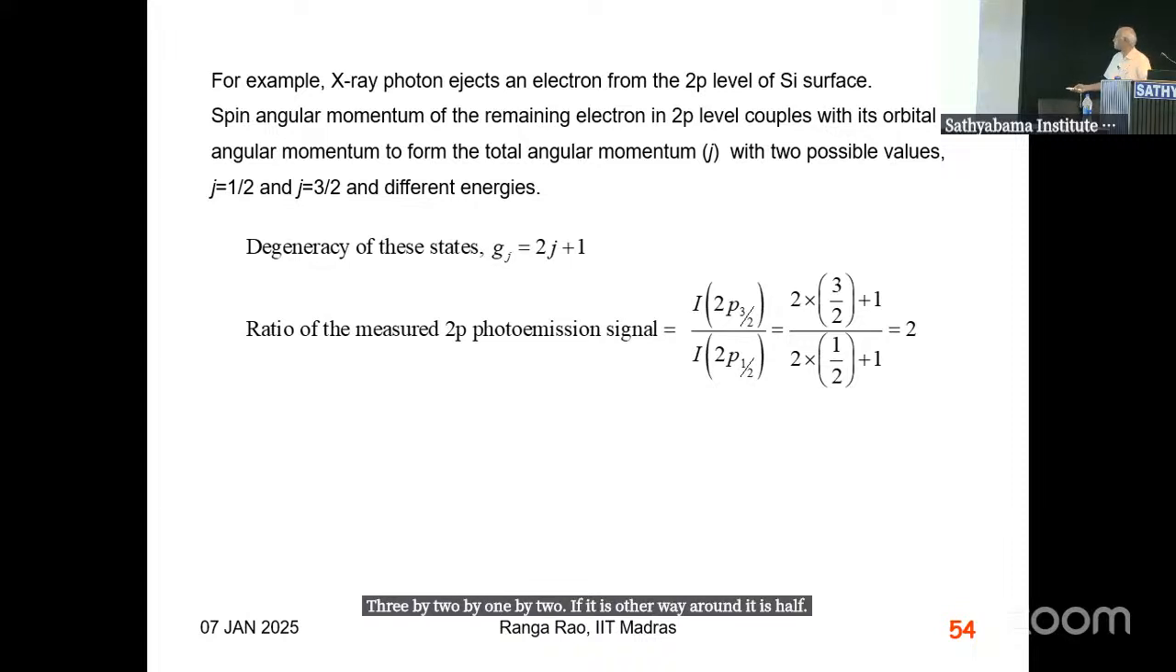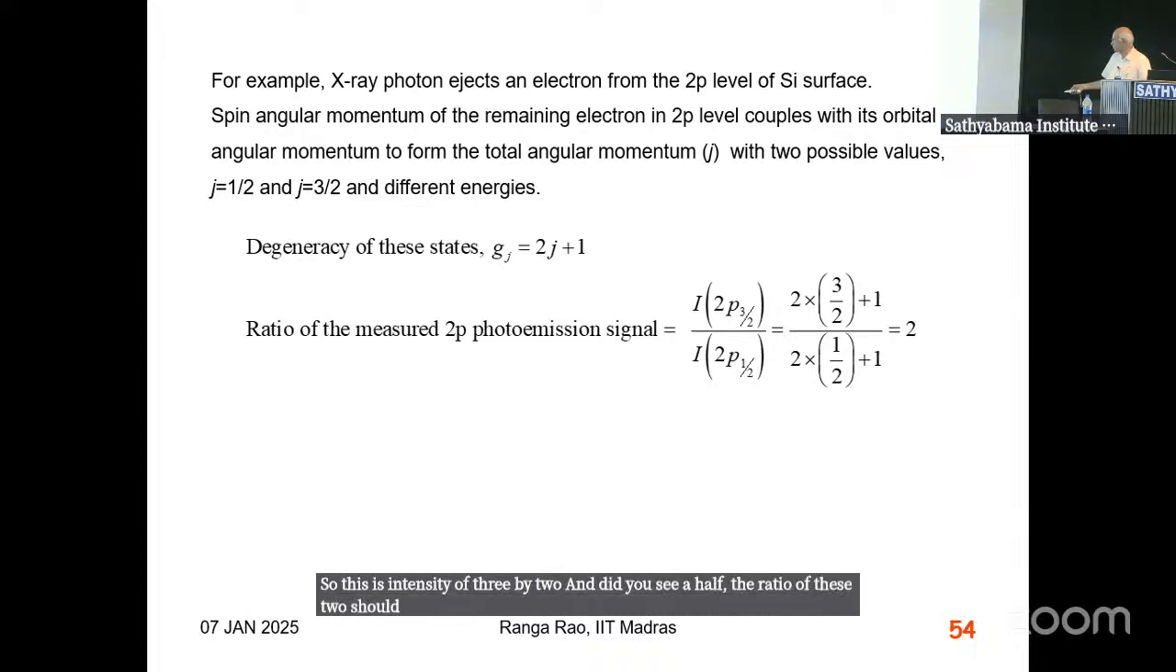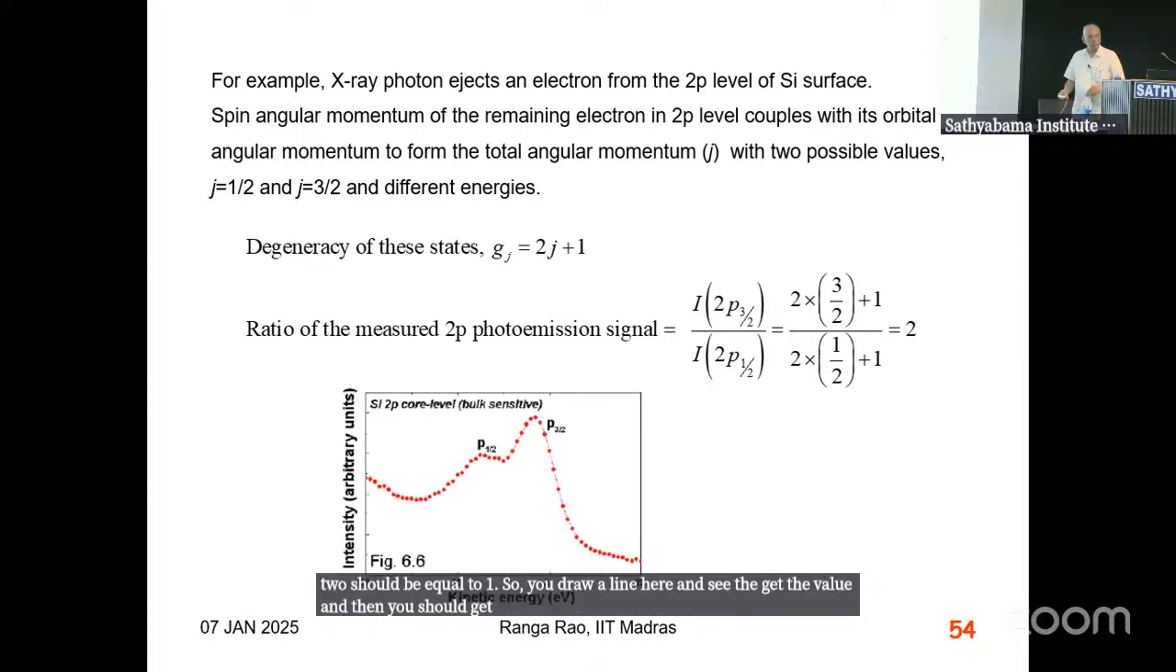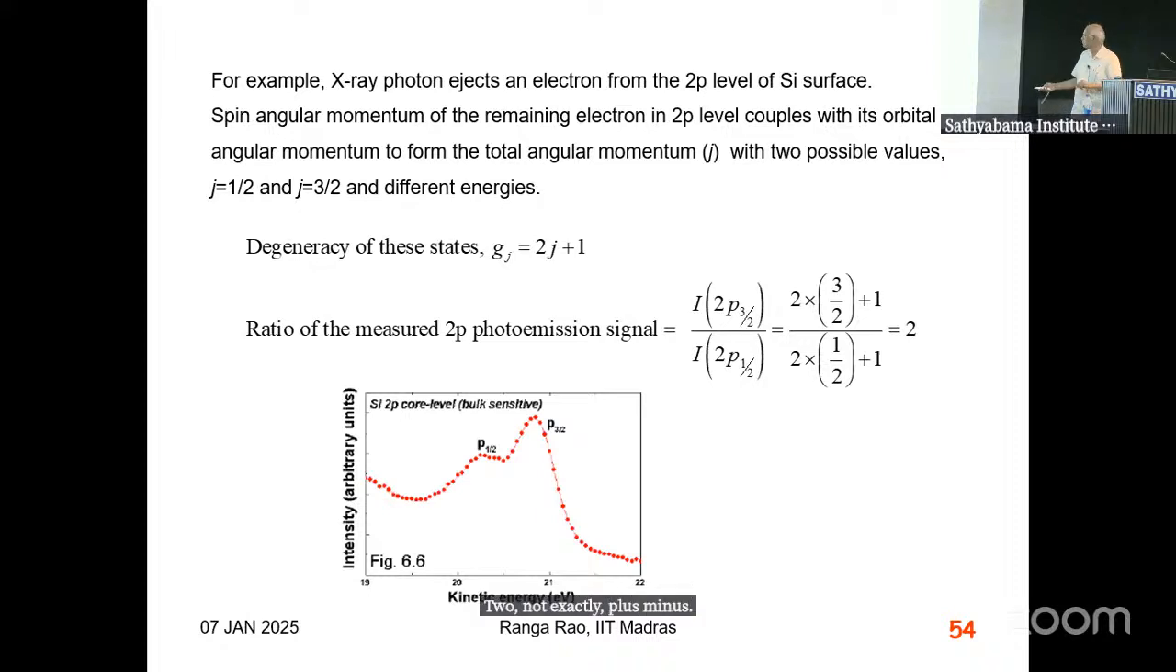Okay, that's what is given here. So this is the intensity of 3/2, and this is the intensity of 1/2. The ratio of these two should be equal to 2. So you draw a line here and get the value, and then you should get 2. Not exactly, plus minus a small point, but okay.